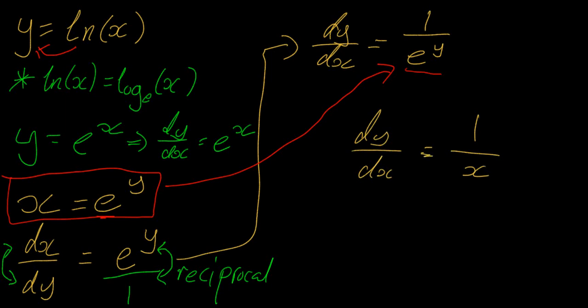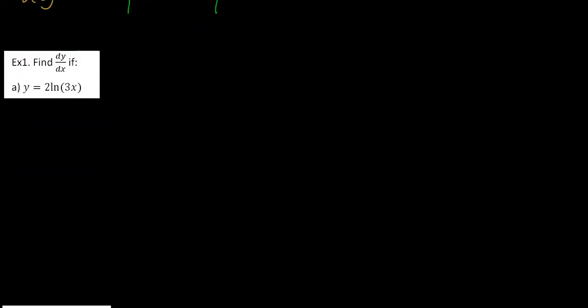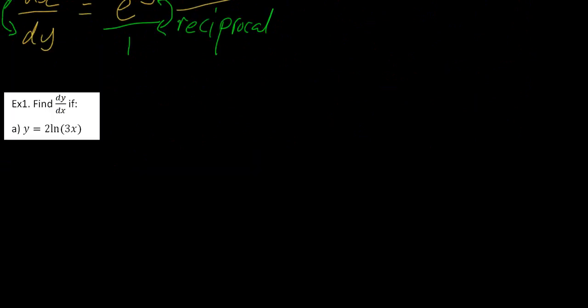And this is the rule that we're going to make use of for some of the following examples when we differentiate ln x. So if you were to ever differentiate this original rule, the derivative of ln x is simply 1 on x. Okay, so moving on to the first example here.